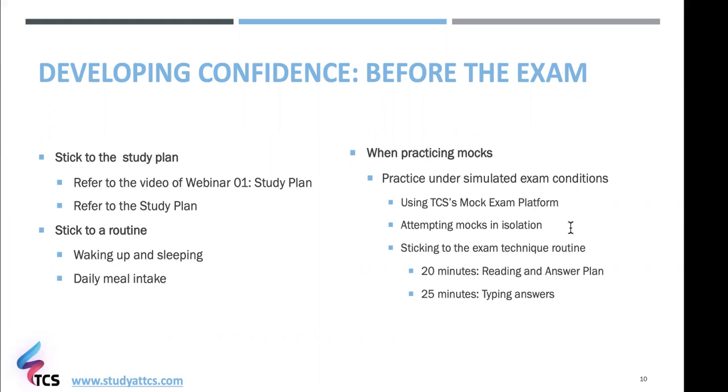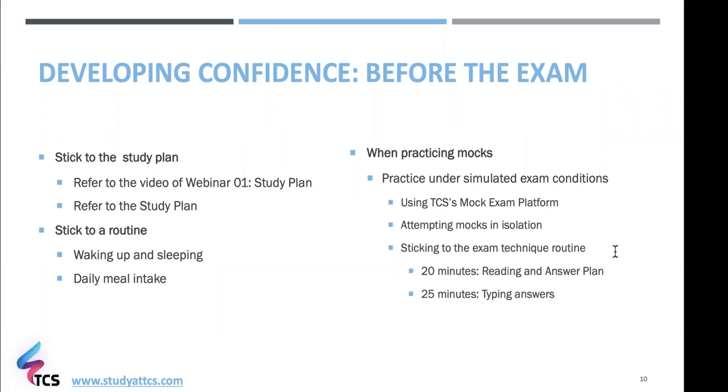Okay. Because at the exam there won't be any disturbances, you'll be on your own. So try to replicate a similar situation when attempting your mock exams. If you are a cricketer, before you walk onto the pitch, you go to the nets and practice. That applies to any sportsman or sportswoman. So that's exactly what you are trying to do here. Before walking into your examination hall or before attempting your exam online, you are practicing it under simulated conditions.